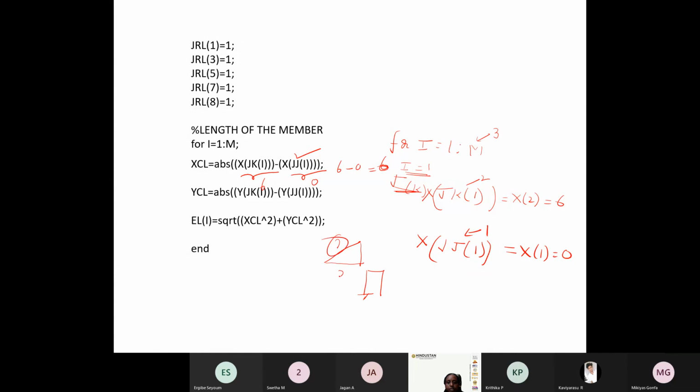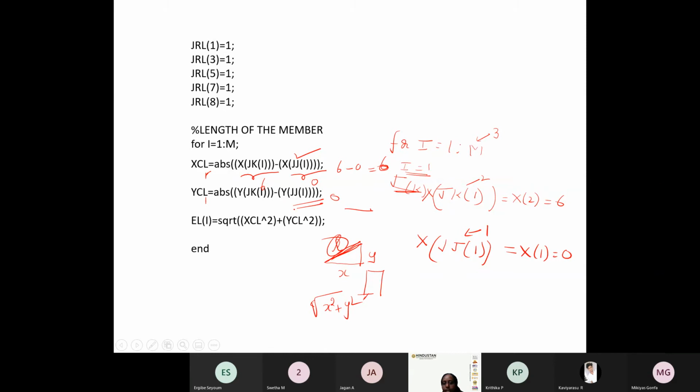This is x, this is y. So what is the length of the member? Length of this member is equal to square root of x square plus y square. So what I have calculated is x here, y I have calculated, and I can find out the length of the member. Here it's a horizontal member, so this value will become 0.